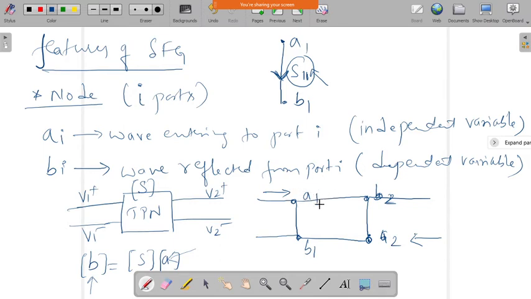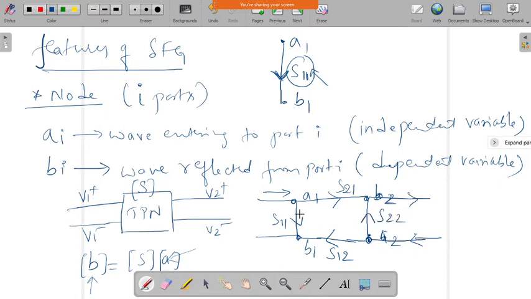The wave which is going from A1 to B2, we will call it S21. Okay, we have already defined this one, in terms of B and A. Similarly you can write here S11 and this one. This is in this direction, because it is flowing from A2 to B1, so this is S12 and this one is S22.